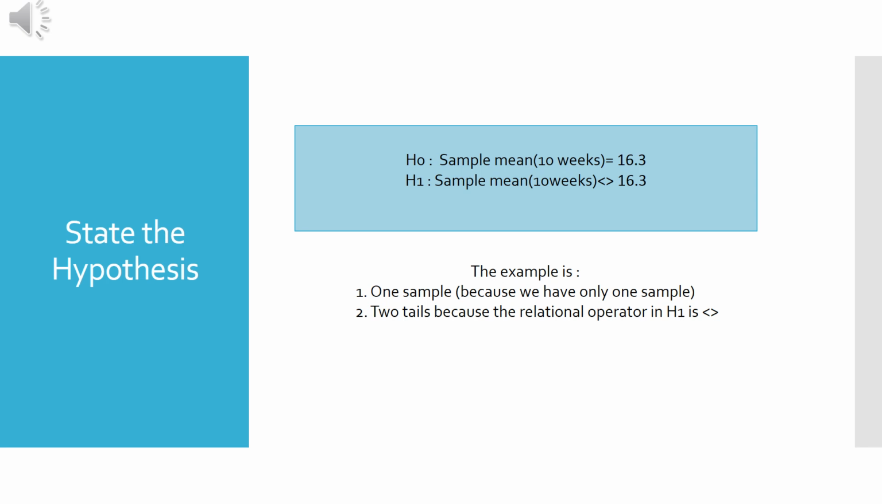As a first step, we have to state the hypothesis. H note, the null hypothesis: the sample mean for the 10 weeks equals 16.3. As we know, H note or the null hypothesis must have the equal sign. H1, the alternative hypothesis: the sample mean for the 10 weeks does not equal 16.3.